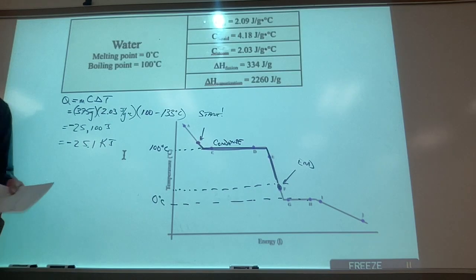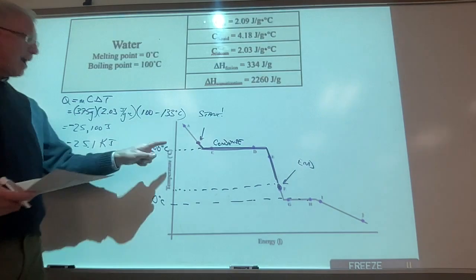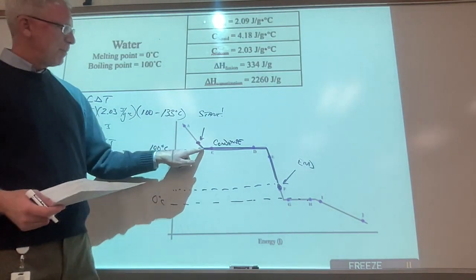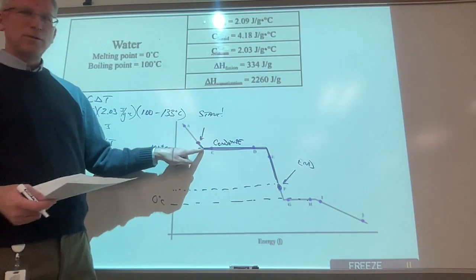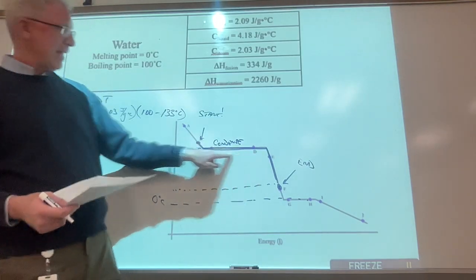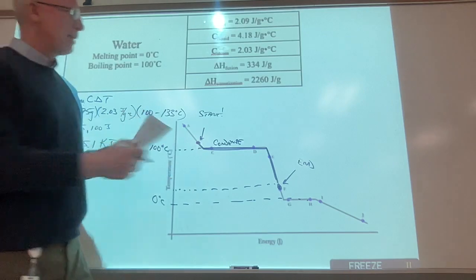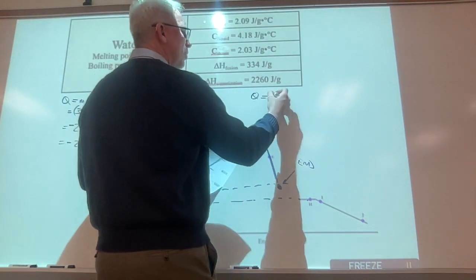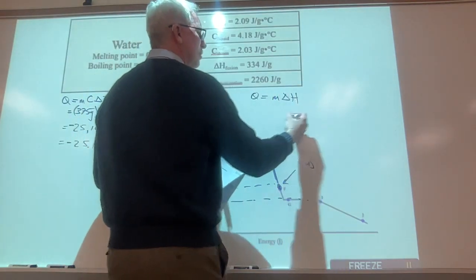Okay, so that's section 1. Now we have to do a completely new problem, because now we're going to go from the point at which the steam started to become a liquid till it is completely a liquid. And that's a flat spot. So that flat spot's going to need Q equals M delta H.